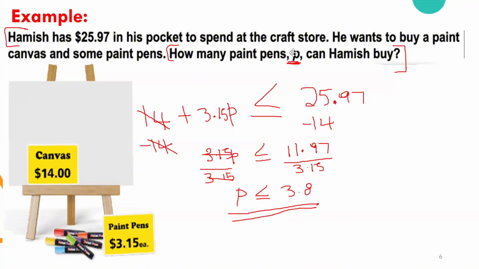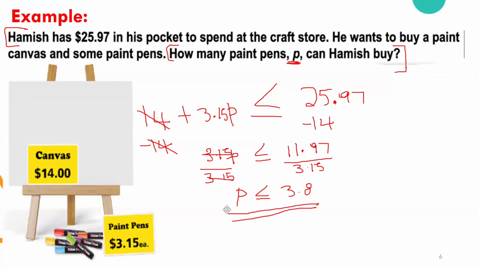But remember now, we're talking about pens. We cannot have a decimal amount of pens. It must be a whole number. So p can be any value that is less than or equal to 3.8, but p cannot be a decimal because we are talking about the number of pens, and pens cannot be a fraction. So it's either going to be 3, 2, or 1, the whole numbers less than 3.8. So this is our solution.